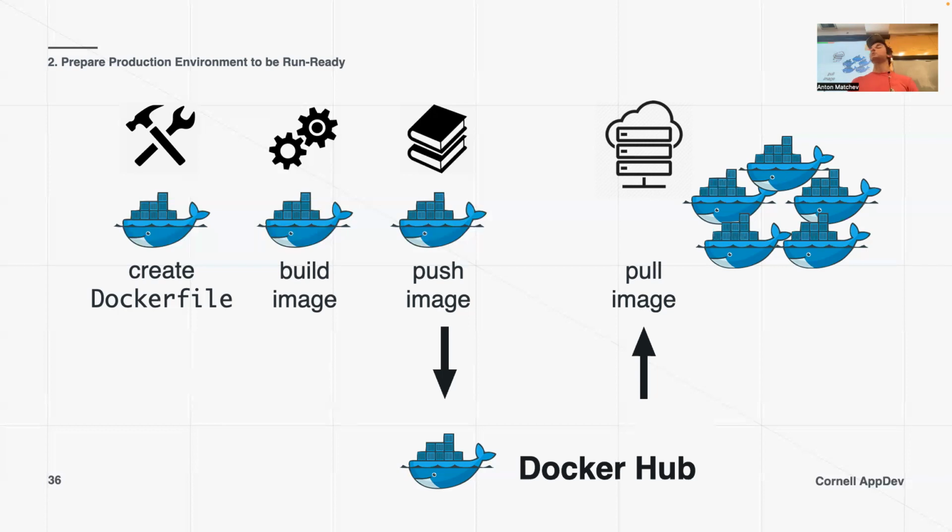And so that kind of explains the multiple whales over here, in a sense. You have one image and you're pushing this image to Docker Hub, and then many people can pull this image and create many live instances of your app on their computers.